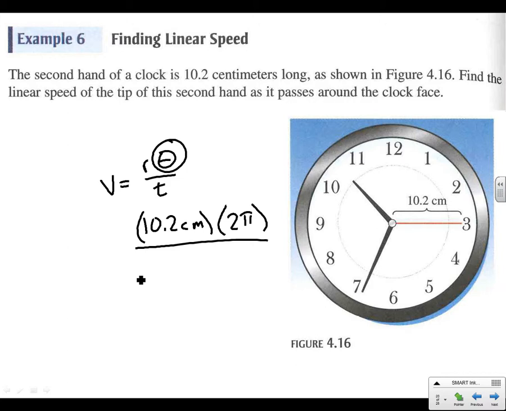How long does it take me to go all the way around this? Well, the second hand of a clock takes how long? It takes 60 seconds to travel all the way around a clock face. All right, so if we multiply those things together, we're going to have 20.4 pi centimeters over 60 seconds. Right, and so let's grab the calculator and do some quick division.